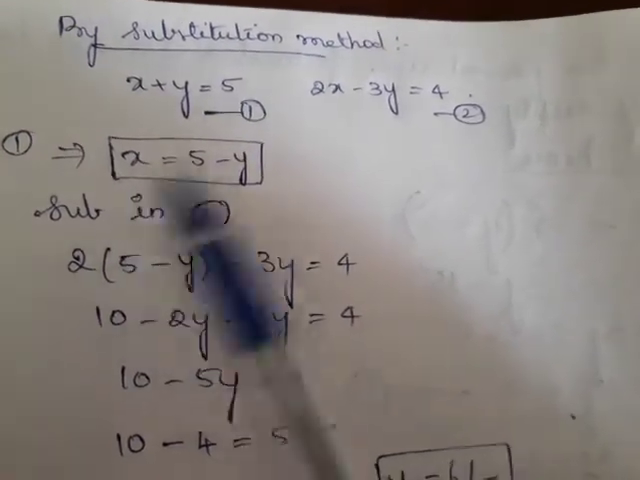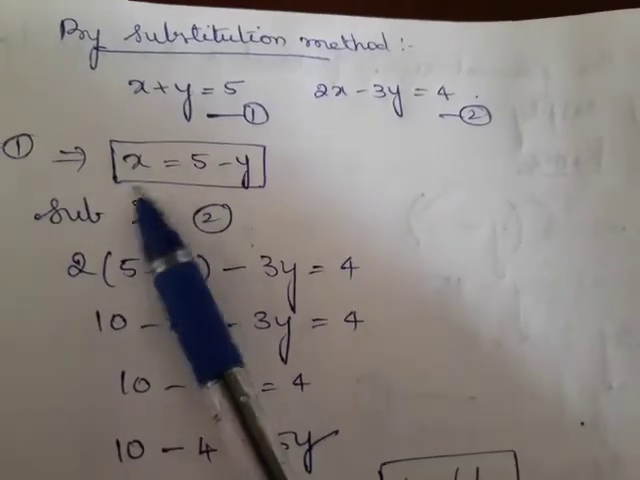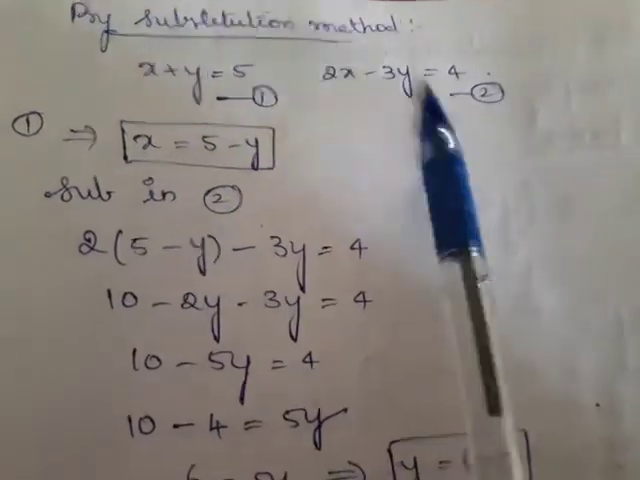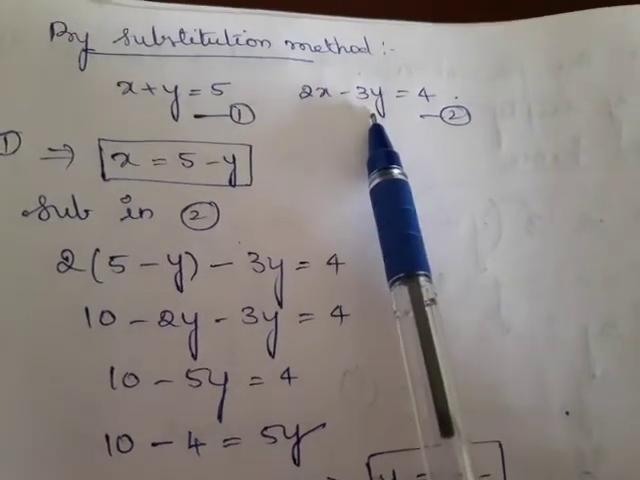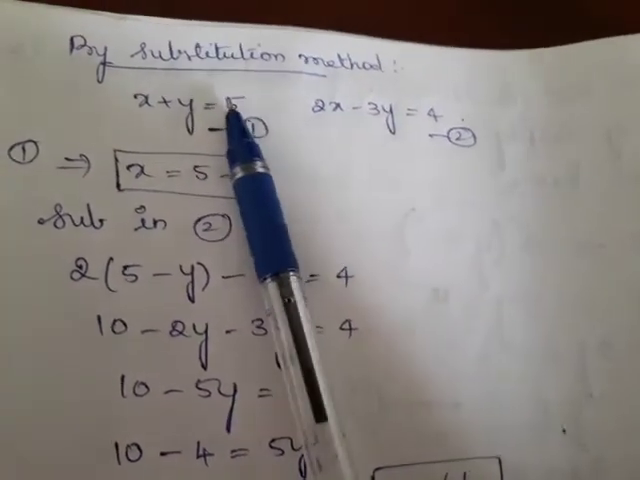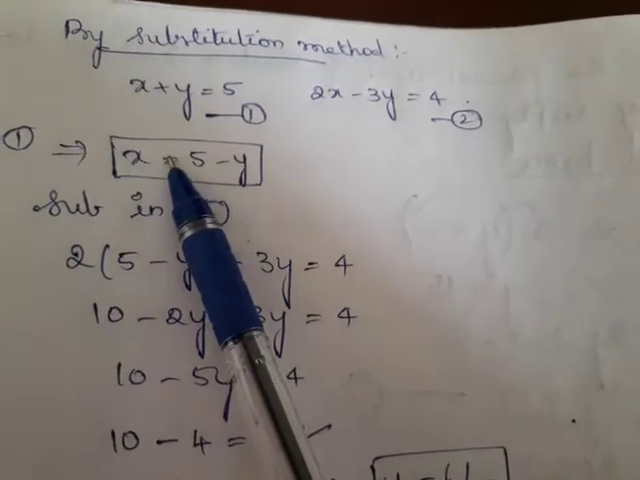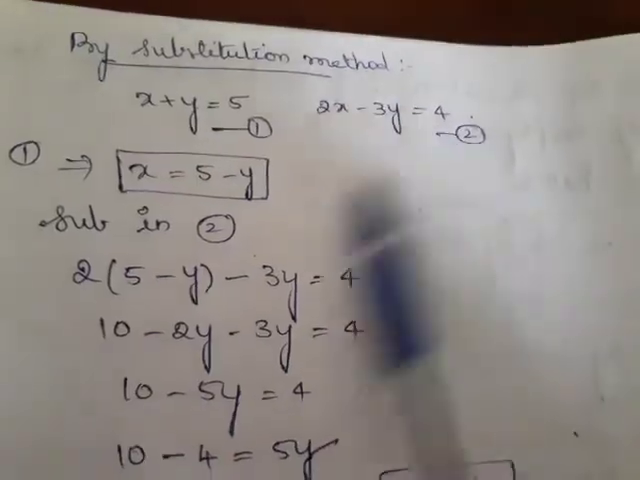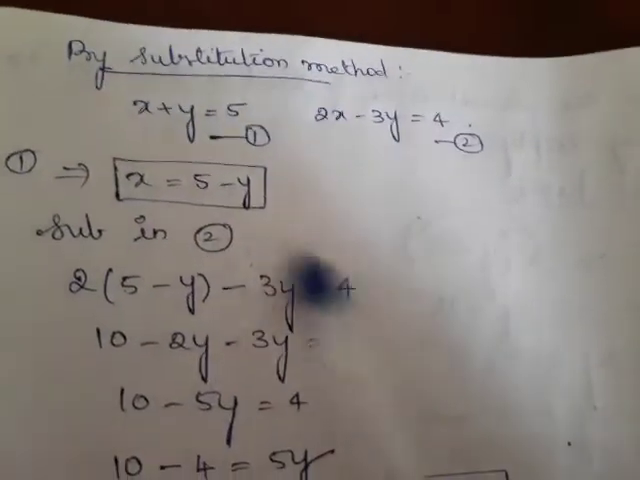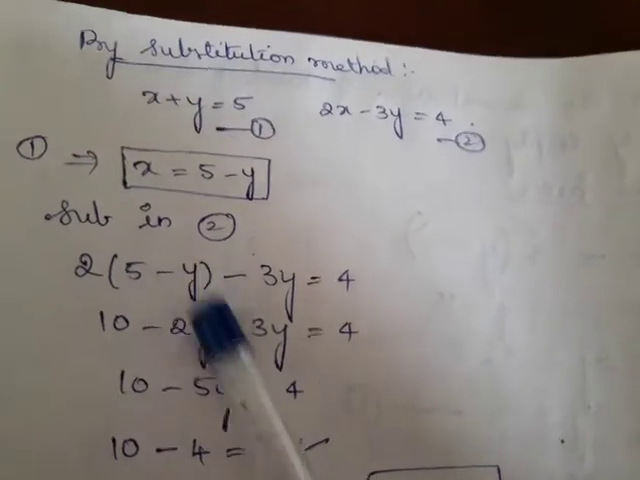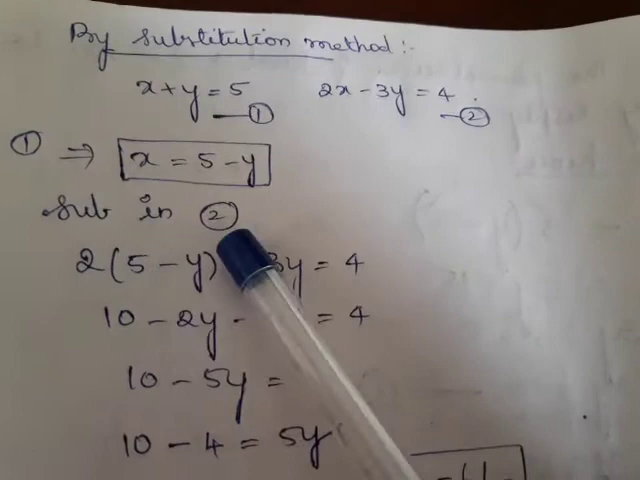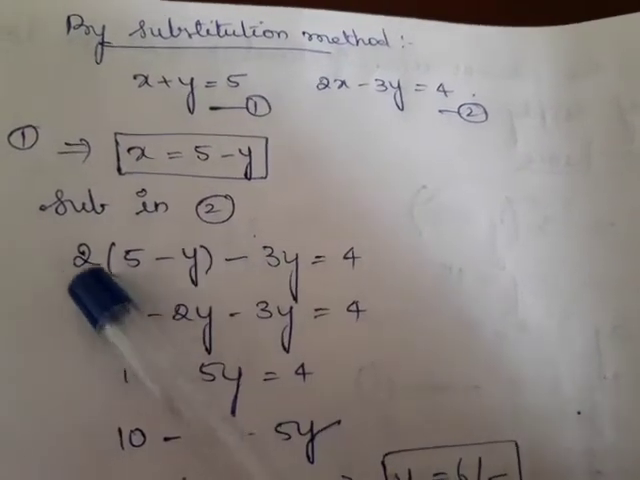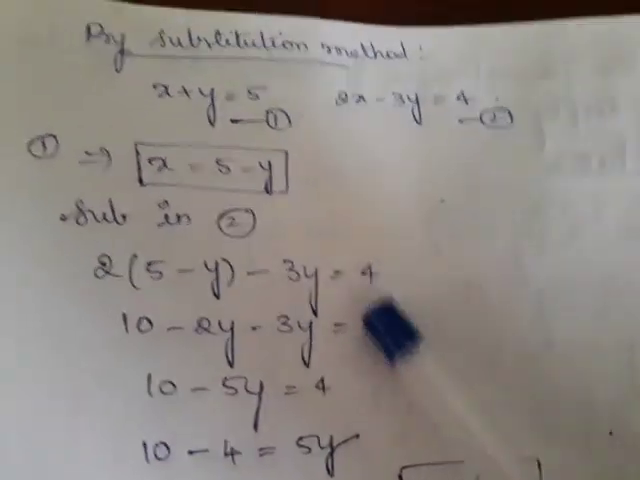Now I found x in terms of y. Now substitute this value in the other equation, the second equation, because we derived the value of x from the first equation, right? So 2 into, in the place of x I have substituted 5 minus y, and after that what should you do? Multiply each and every term. You know this method, right? So multiply each and every term and simplify it.